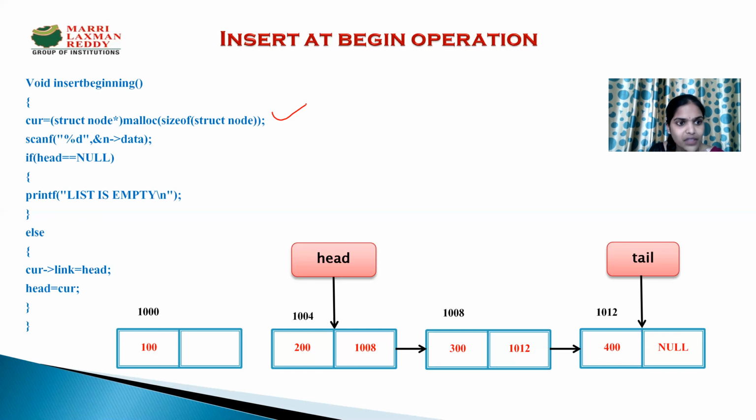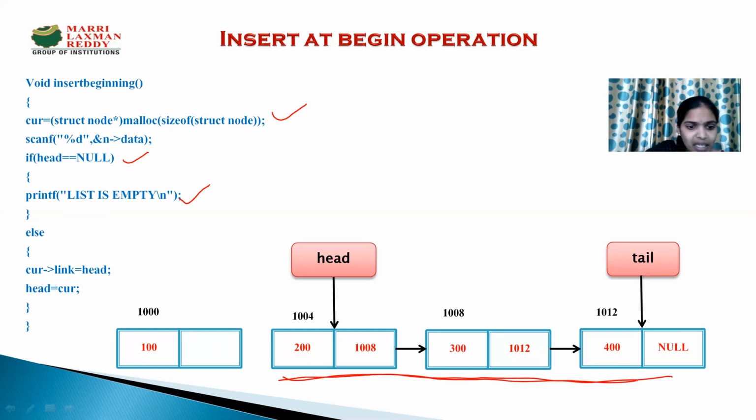Next, after that, I am checking whether there are any nodes in the list or not. If suppose these nodes are not present, it means there is no single linked list, then obviously head is null, and we will directly display list is empty. If there are some nodes in the list, then only we can insert that node. Already some nodes are there in the list, so we'll go for the else part.